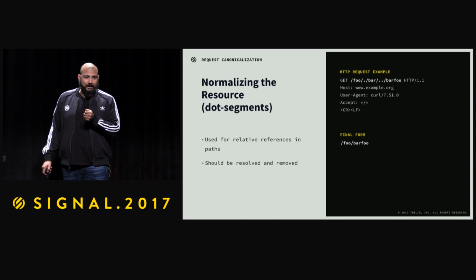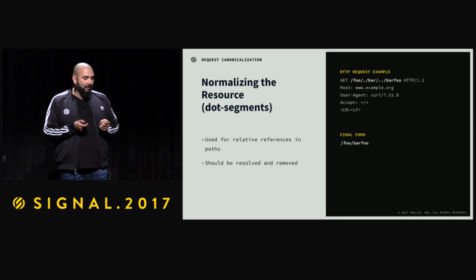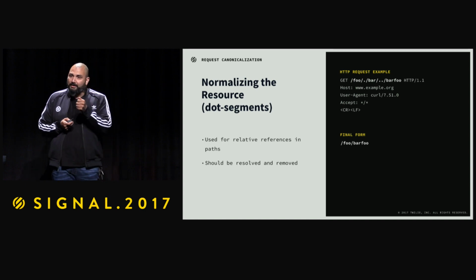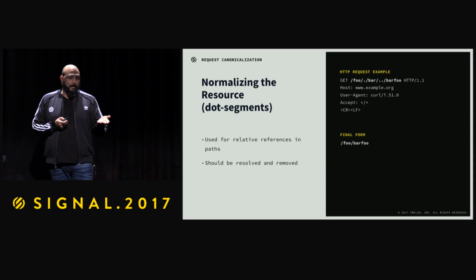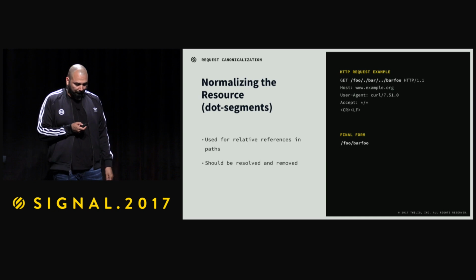Next, remember that thing I said, dot segments. Dot segments are relative references in paths. So we want to resolve those and remove them. Again, dot means current directory. Dot dot means parent directory. So on the bottom here, you see the final form of the normalized path.